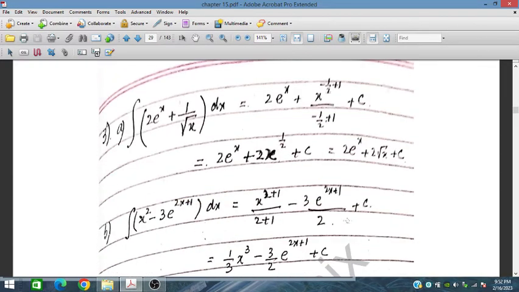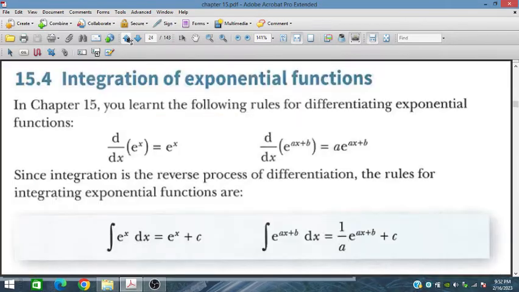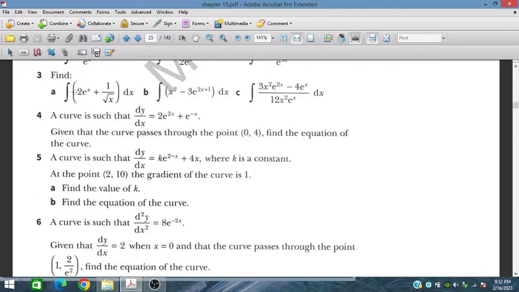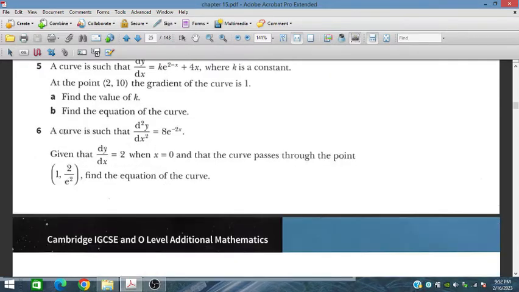And now let's solve the third question. This is again the integrals. Let's solve question number 5.